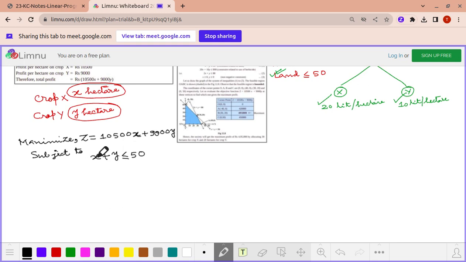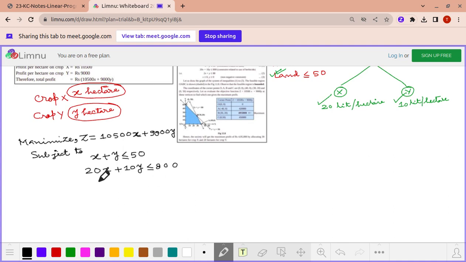And the second constraint is that 20x for usage of the 20 liters of herbicide for crop X, so that is 20x, and in a similar manner 10 liters per hectare for crop Y. So as y hectares are allocated to produce crop Y, it will be 10y, so 20x plus 10y, and that should be less than or equal to 800. I hope you got it.